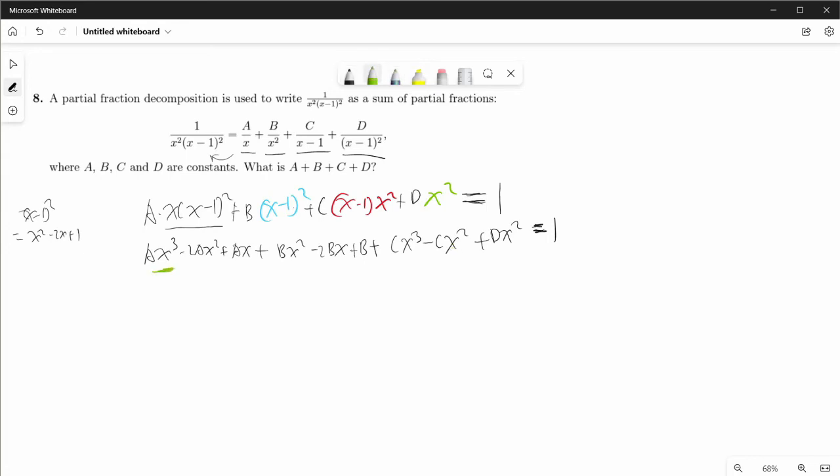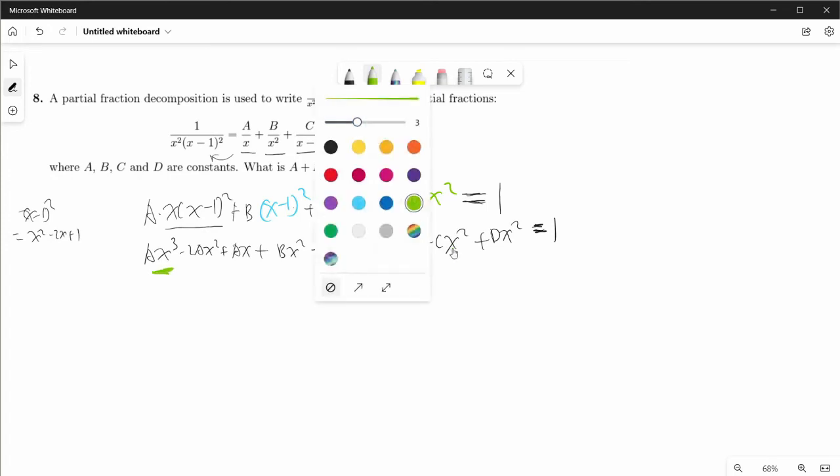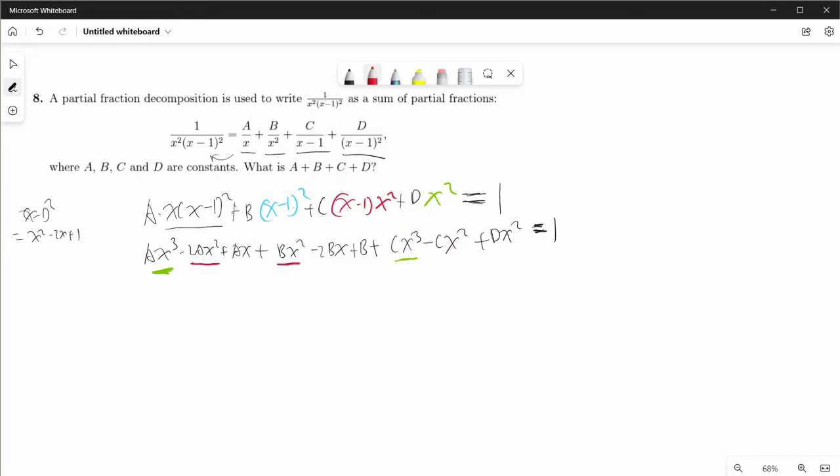separate these all by their power. So here's x cubed, we have x squared, and then the x's, and then B would just equal 1. Right? That's the only constant term we have, and on the right side, that's the only constant term we have. All other powers, the multipliers, all the constants should equal 0.